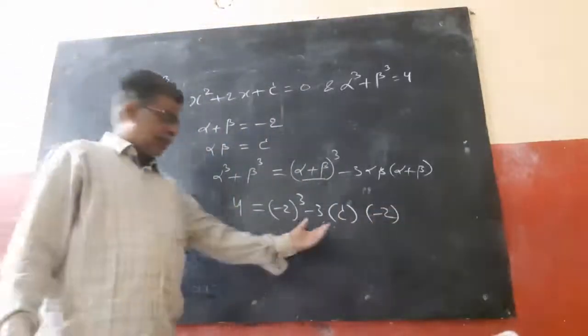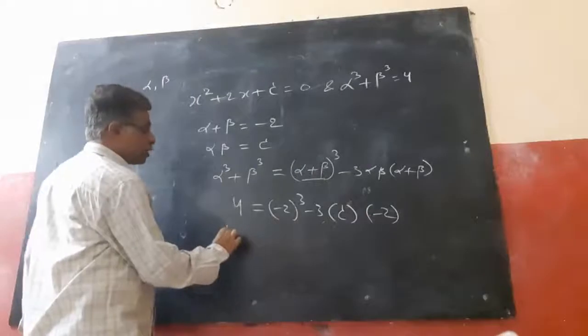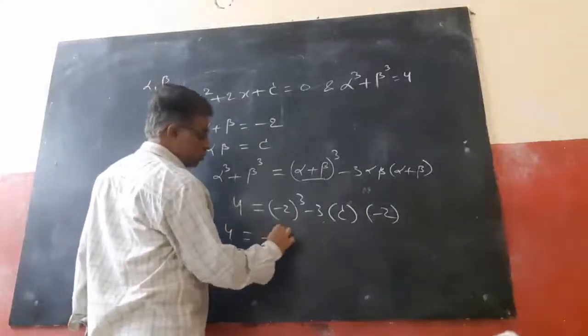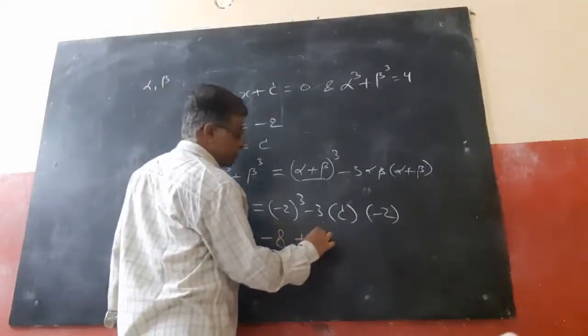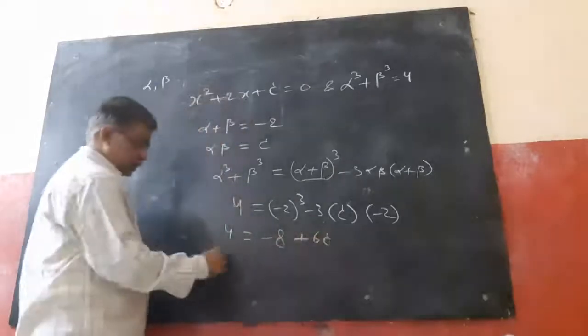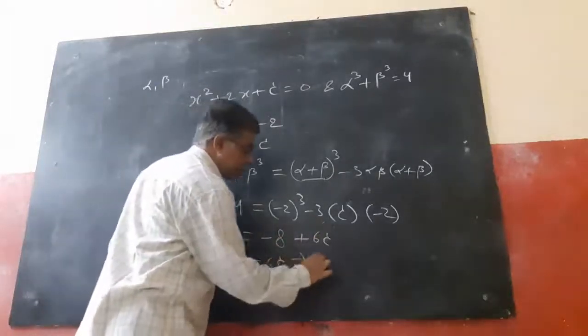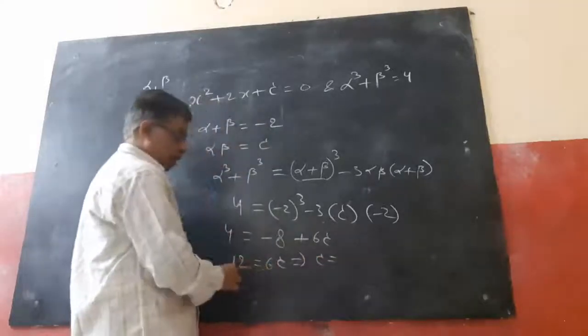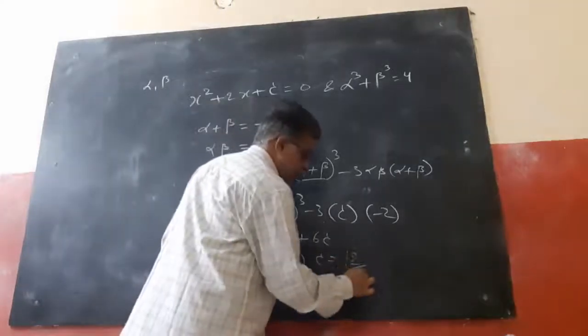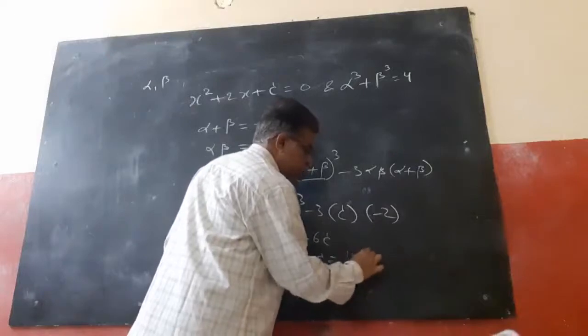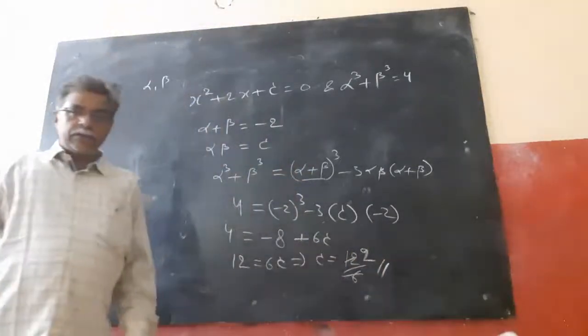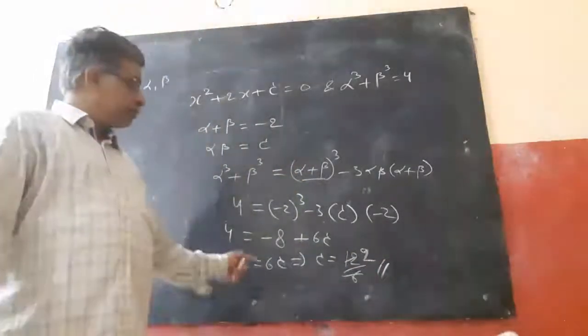Simplifying we will get c or not? See, this is 4 equal to minus 2 cube, minus 8, minus 2 minus, plus 6c. 8 to this side, 8 plus 4, 12 equal to 6c implies c equal to 12 by 6. So becomes 2. c value is 2. Like this we can simplify.